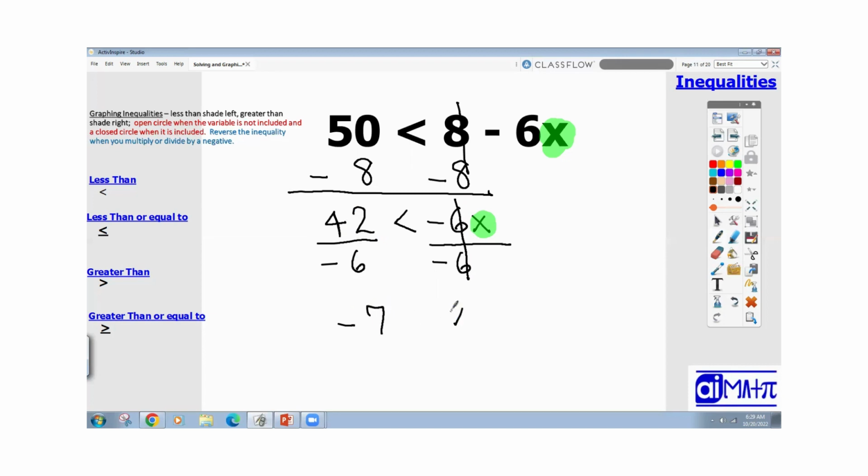I have an x over here. But keep in mind, when we divide by negative 6, it started off as less than. We are going to reverse it and make it greater than. And we read it from the perspective of the x. So we're going to say x is less than negative 7. And this is our final answer.